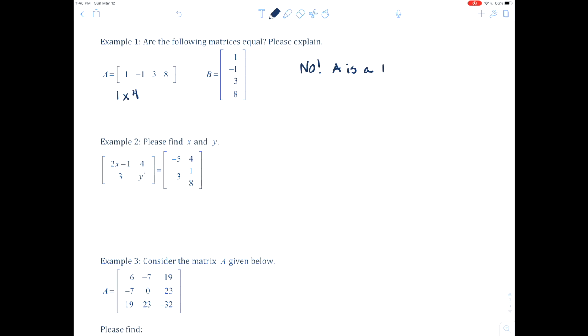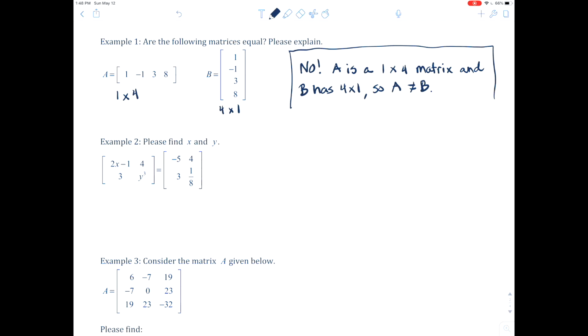So A is a 1 by 4 matrix. And what is B? Good. B is a 4 by 1 matrix. We'll say that this way. B has size 4 by 1. So A is not equal to B because one of the premises was what? They had to be the same size. Good so far?